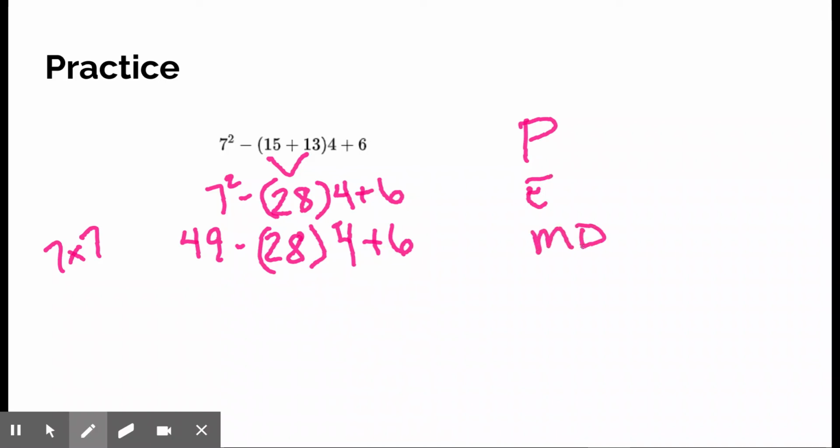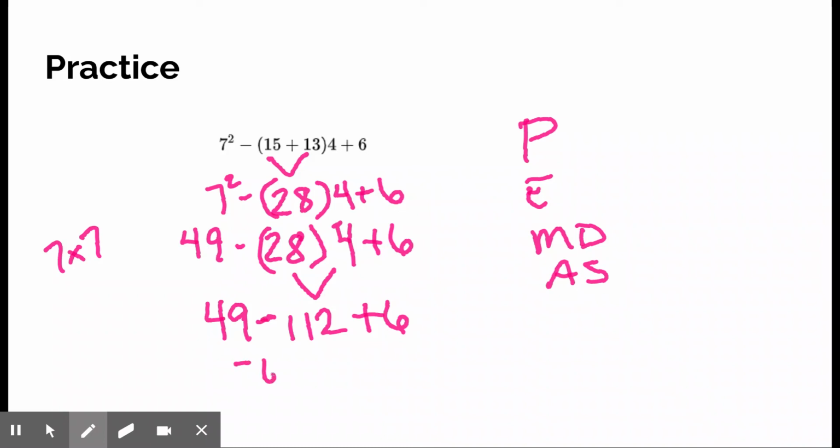We need to multiply. And some of you may not see this, but 28 times 4 is what we would need to do next. And that would be 112. And I'm just rewriting the problem. So then now we've just got subtraction and addition there. So now we just go from left to right. So 49 minus 112 is going to give me a negative 63 plus 6. And I'm going to get a negative 57 as my answer.